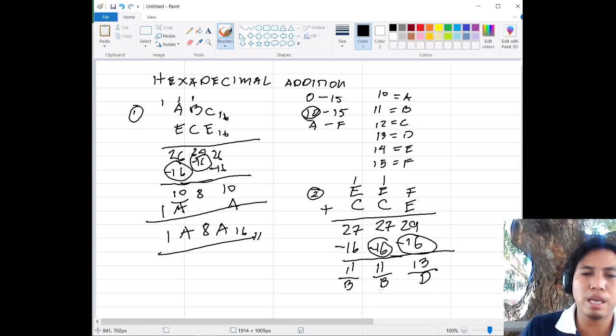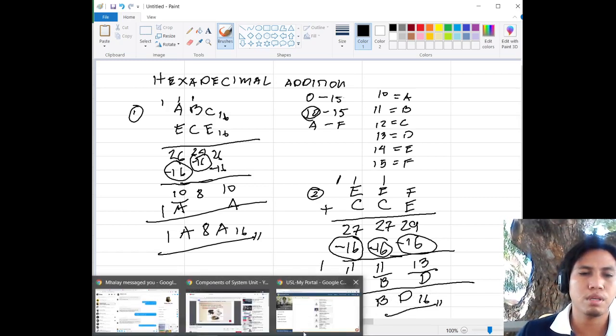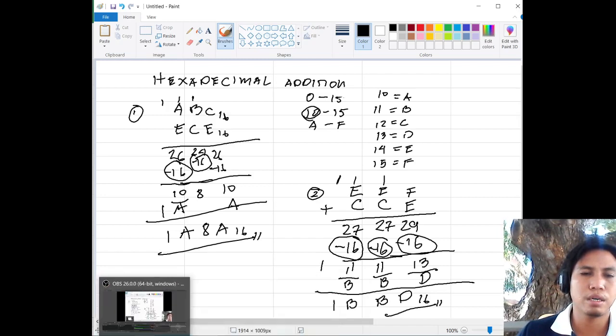Take note, this is not the answer because we still subtracted 16 in here. So you need to carry out 1 unit and bring that down. Now the answer will be 1BBD base 16. Right? So that's it. That is how you add number systems.